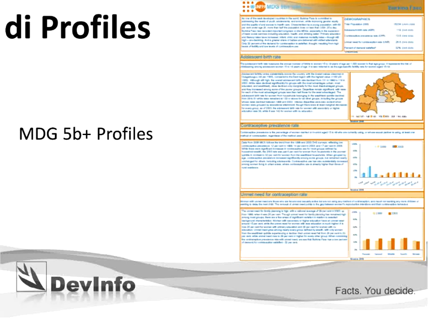The country profiles provide short summaries of the levels, trends, and differentials for three of the four MDG indicators under Target 5B, that is, adolescent birth rate, contraceptive prevalence rate, and unmet need for contraception.